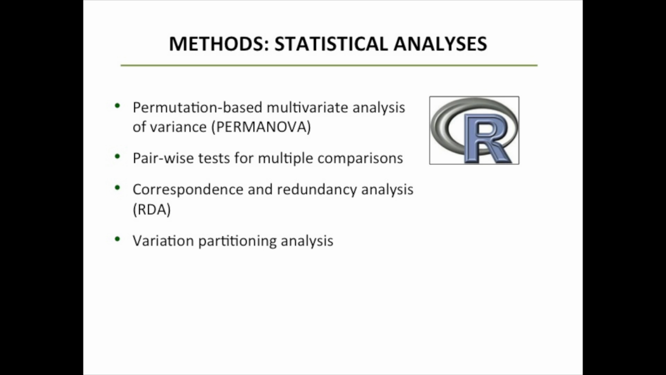So the methods that we use, because the data mostly was not normal, we use the permutation-based multivariate analysis called PERMANOVA, and we use pairwise multiple comparison, a redundancy analysis called RDA, and variation partitioning analysis. These two mostly to see the chemical parameters in comparison with plant growth.